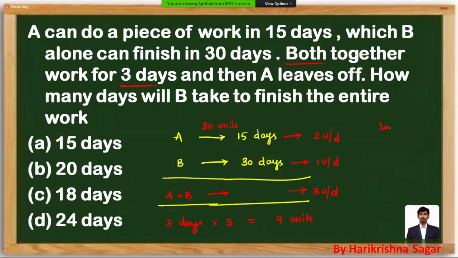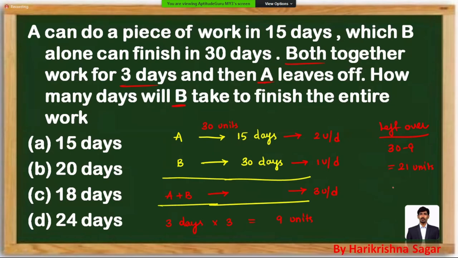What is the leftover work? Leftover work is going to be 30 minus 9, that is equal to 21 units. As per the story which is given, after finishing 3 days of time, A leaves off. How many days does B take to finish the entire work?